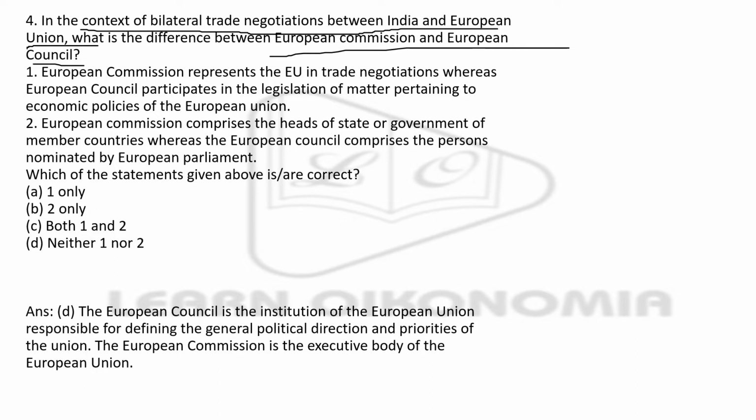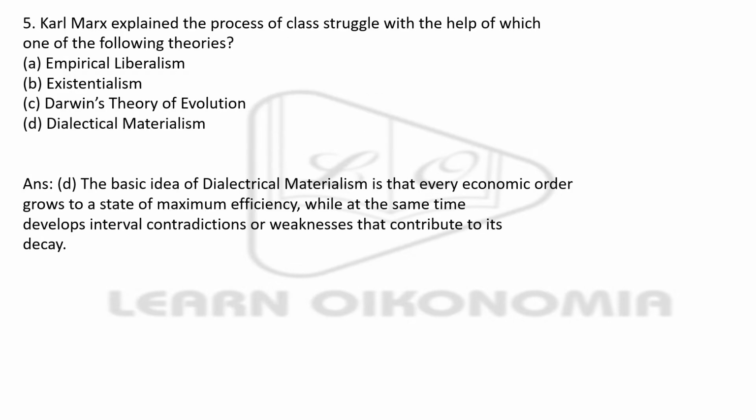So the first statement there is, European Commission represents the European Union in trade negotiations, whereas the European Council participates in the legislation of matters pertaining to economic policies of the European Union. Then you have, European Commission comprises the heads of the state or government of member countries, whereas European Council comprises the persons nominated by European Parliament. Here the right answer is option D. That means that neither of these sentences is right. Neither one is right nor two is right. So both are wrong.